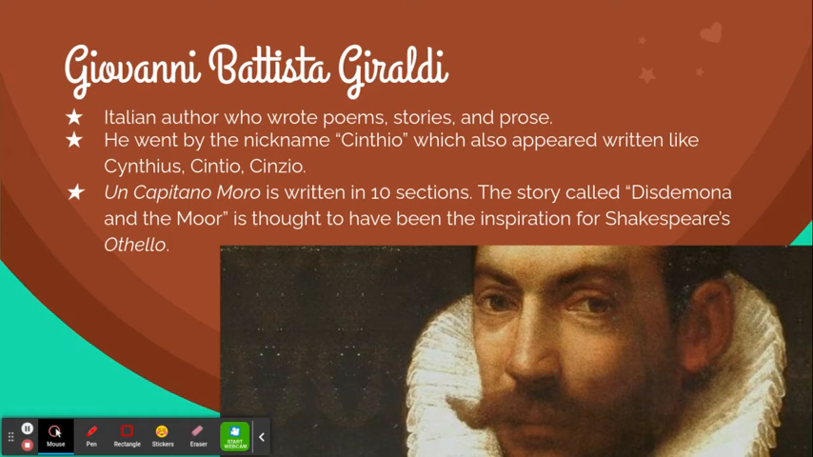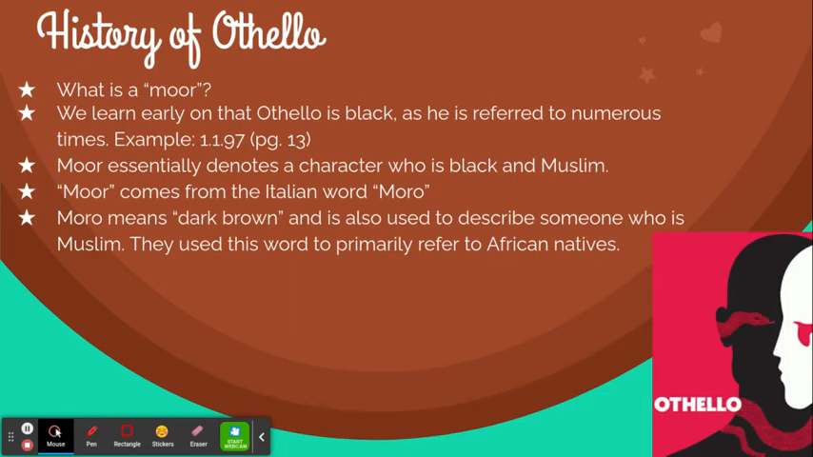So Un Capitano is written in 10 sections over several years. And the story that we think Shakespeare drew off of is called Desdemona and the Moor, and is thought to have been the inspiration for Othello. So before we get into how they're similar, I wanted to talk about what is a Moor exactly.